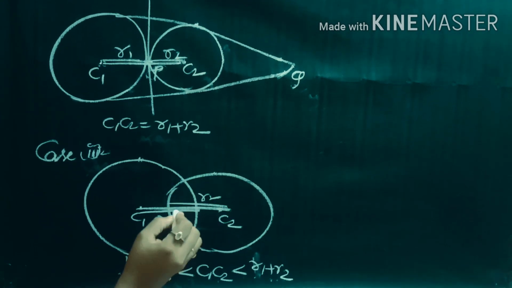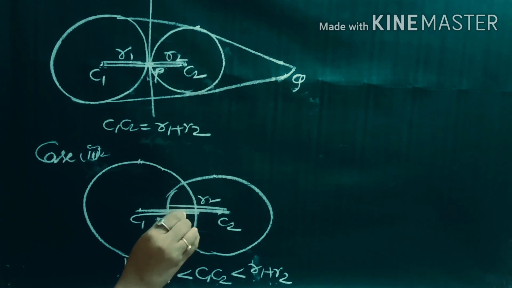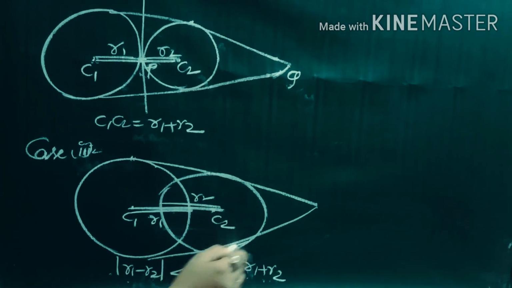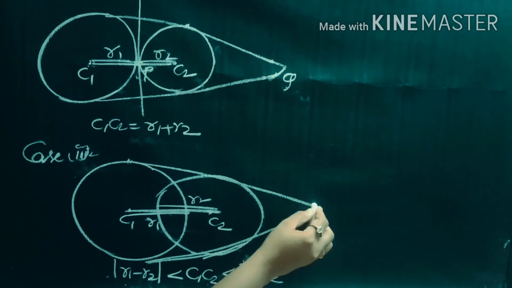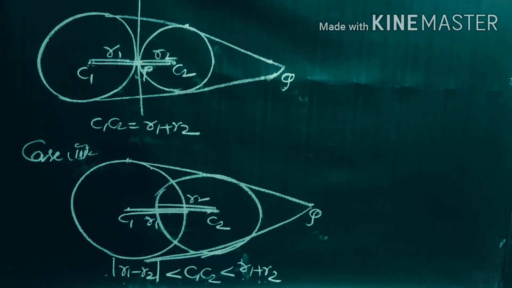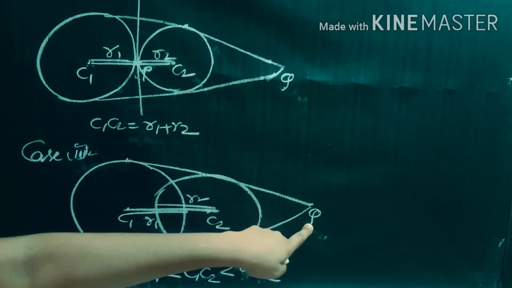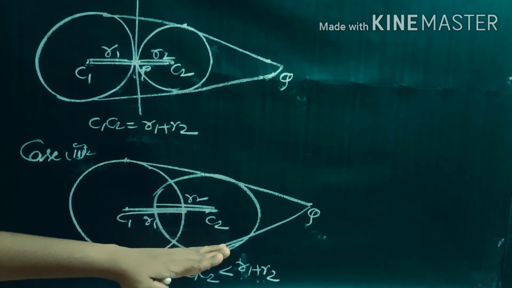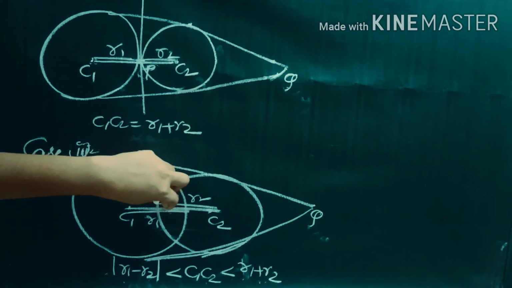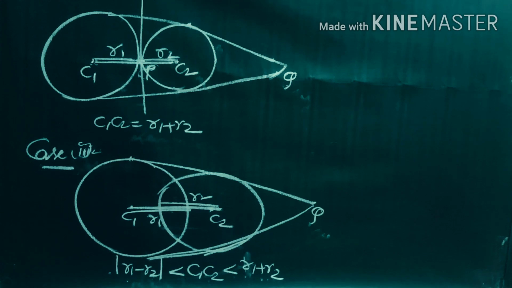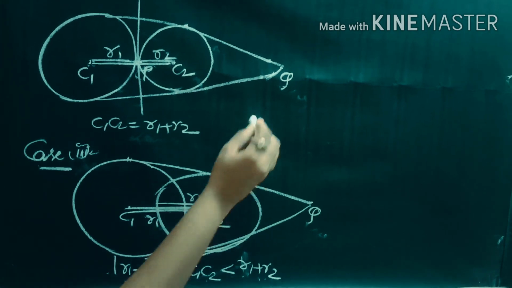In this case, the internal center of similitude P does not exist, and the number of common tangents is equal to 2. This is the external center of similitude Q. The point of intersection of the common tangents is taken as the external center of similitude. Here the number of common tangents is equal to 2, and the internal center of similitude doesn't exist. Now this is case 3.